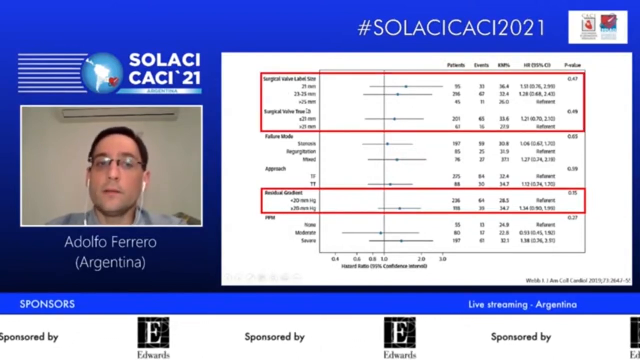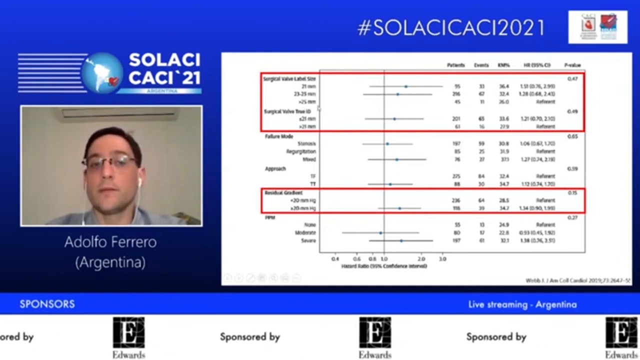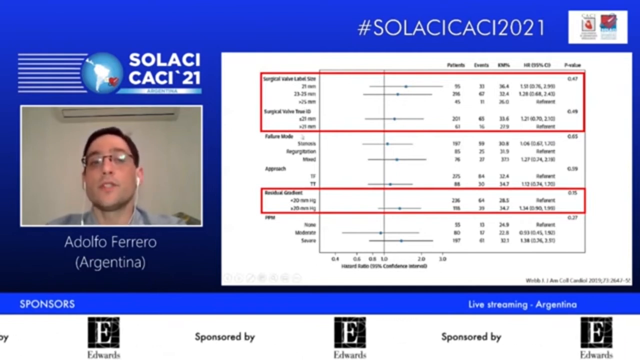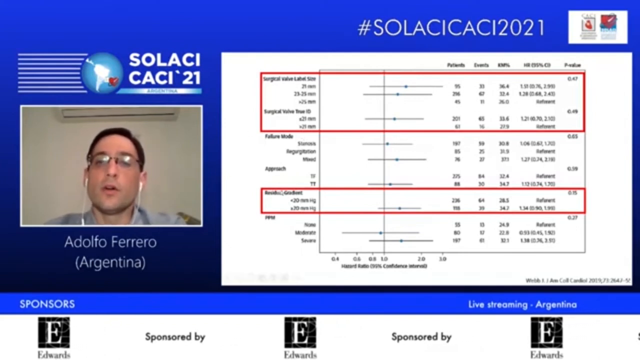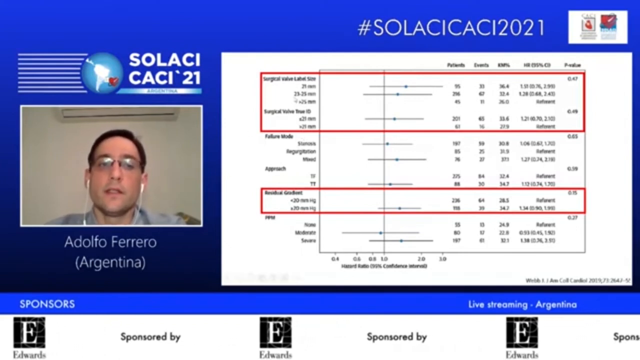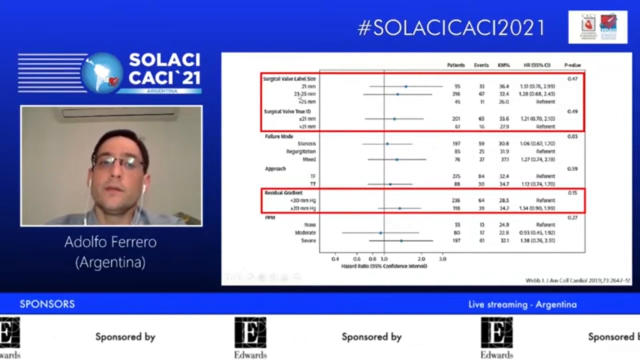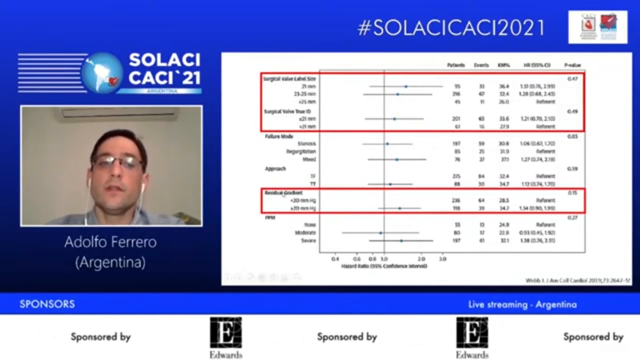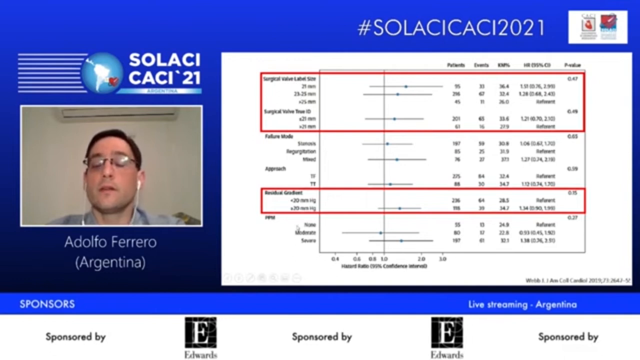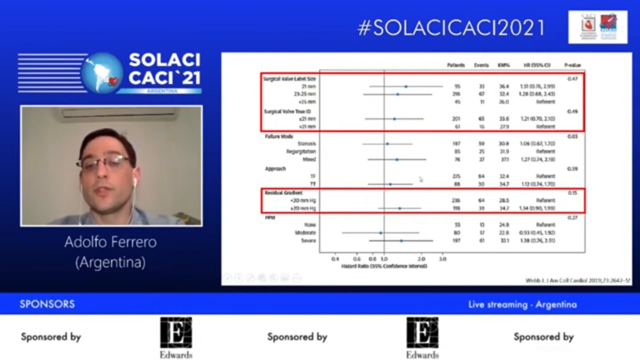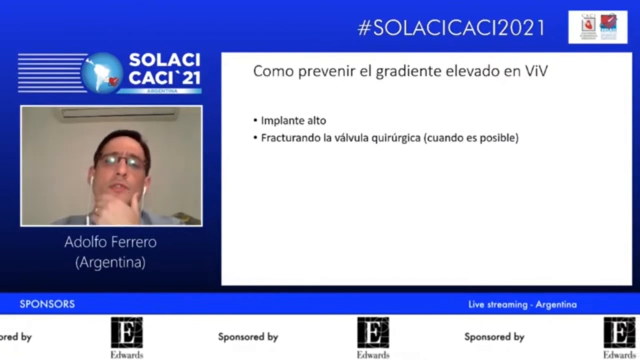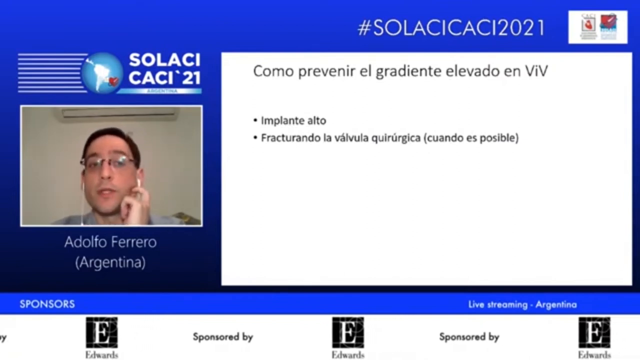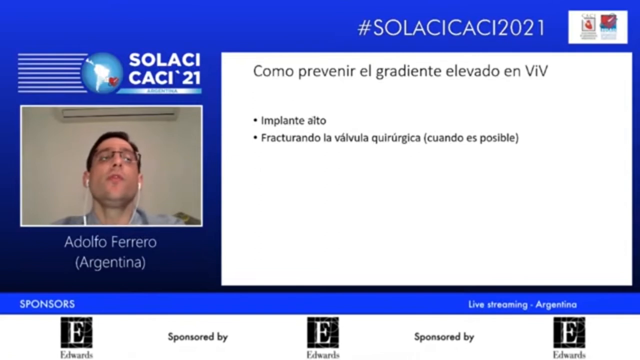This is directly linked with smaller valves, with smaller internal diameter. So the logic of this trial is: the smaller the valve, the smaller the internal diameter, the greater the residual gradient, and also the greater the mortality you have.